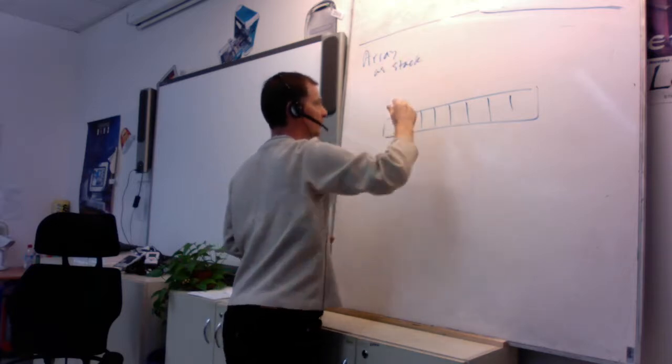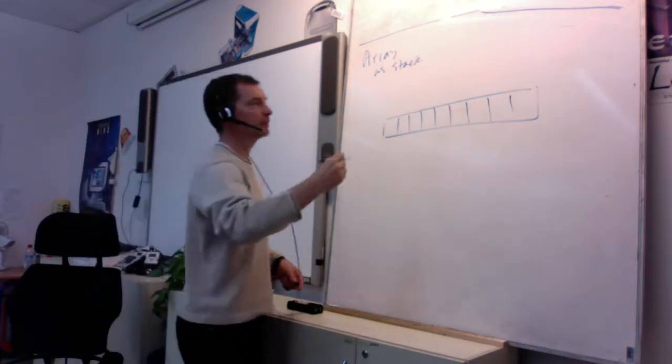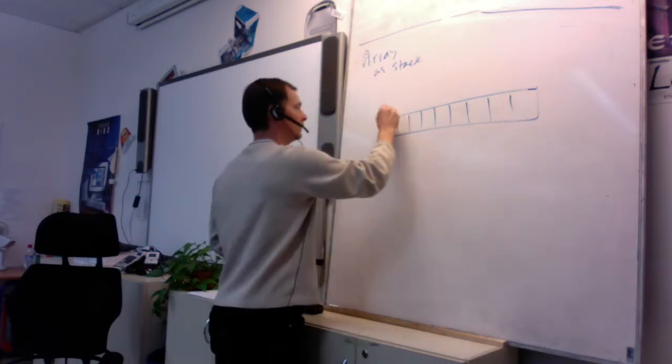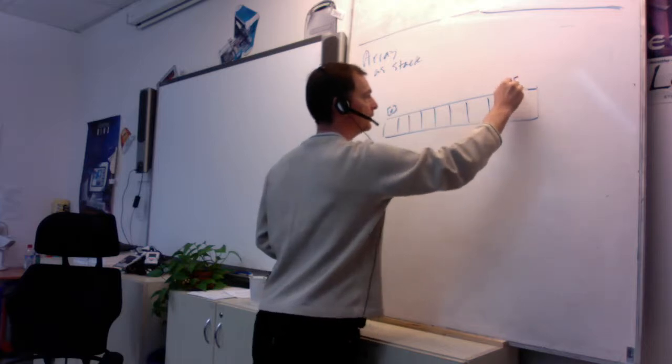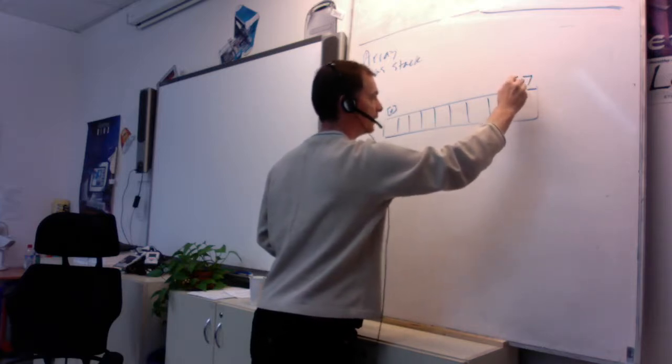And again, why would we want to do this? Not sure. Why is it in the curriculum? Not sure, but it is. So 0 all the way 1, 2, 3, 4, 5, 6, 7, 8, 9. So I think that's correct. If it's not, whatever.